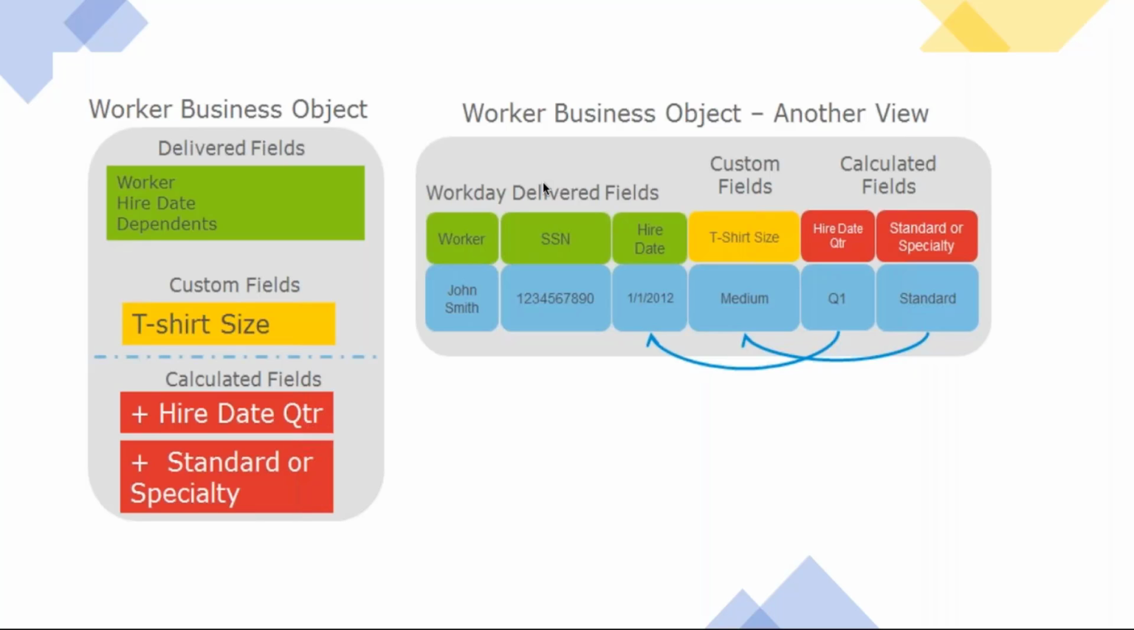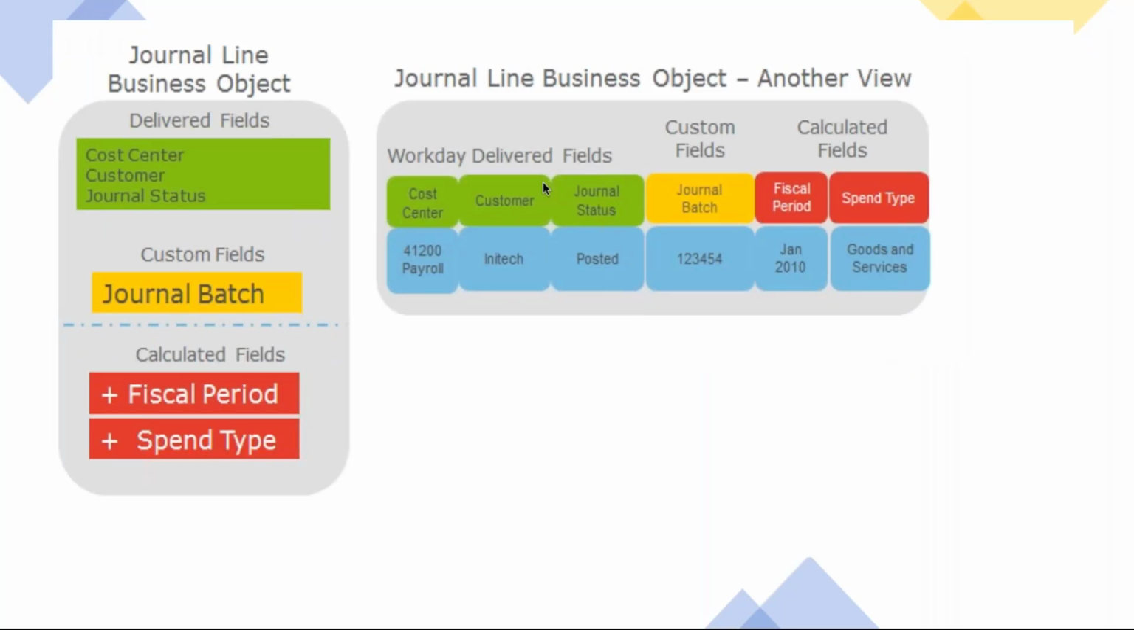Now let me give you a finance example, so that we understand the basics of both Workday HCM as well as finance. Let's assume there is a journal line business object. This happens to be a primary BO. The journal line business object has delivered fields like cost center, customer, journal status. Maybe my client wanted to track something like journal batch, which Workday does not support from the delivered mechanism. But Workday lets you configure custom objects as well. So we configured a custom object on the journal line, and then you can pull that.